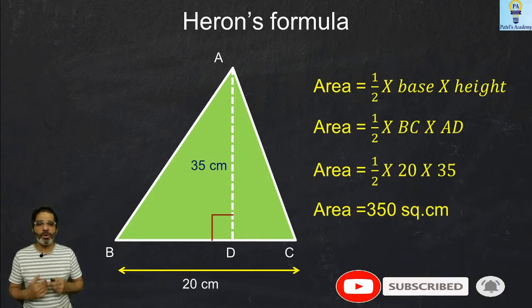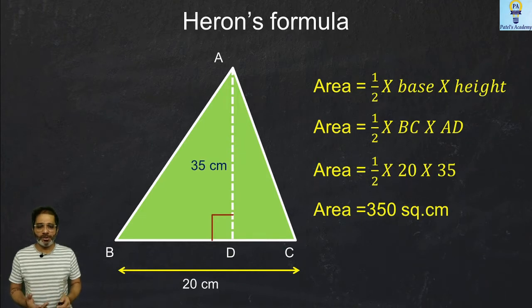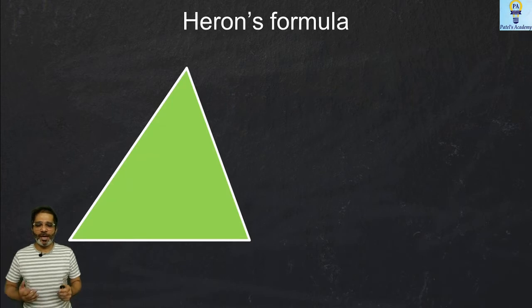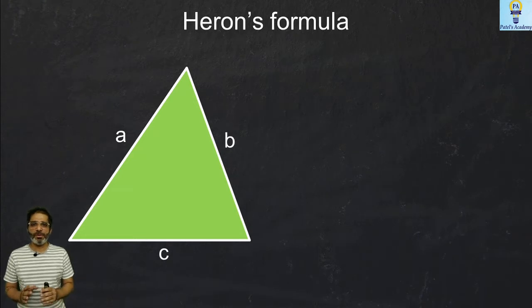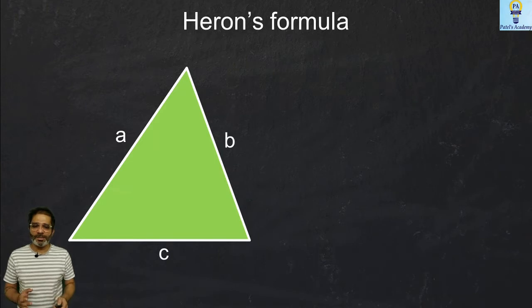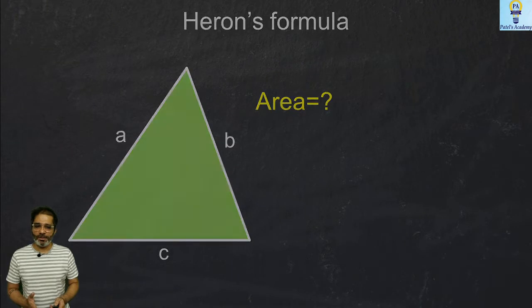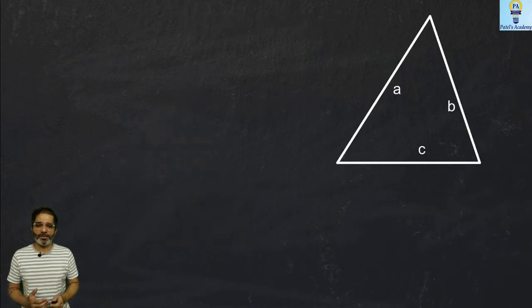Now let us see what Heron's formula is and when it is used. If I have a triangle ABC where all three sides are given to us, and the height is not given anywhere, they have given only the three sides A, B and C. For such triangles we use Heron's formula, and let us see how we find the area of such triangles.